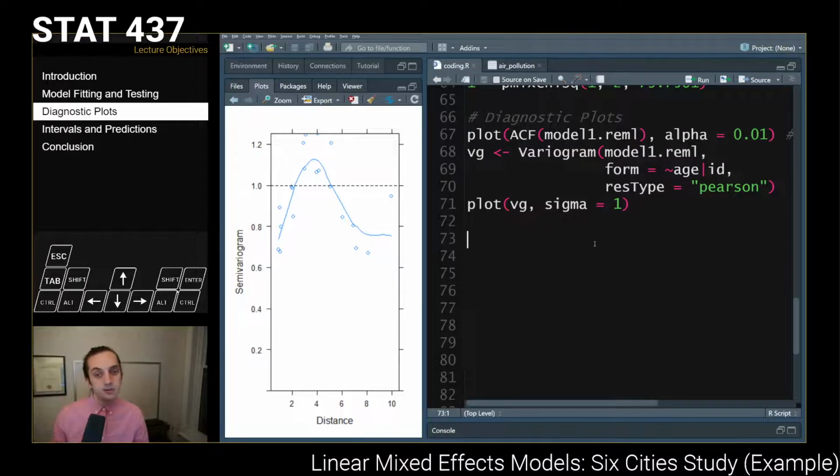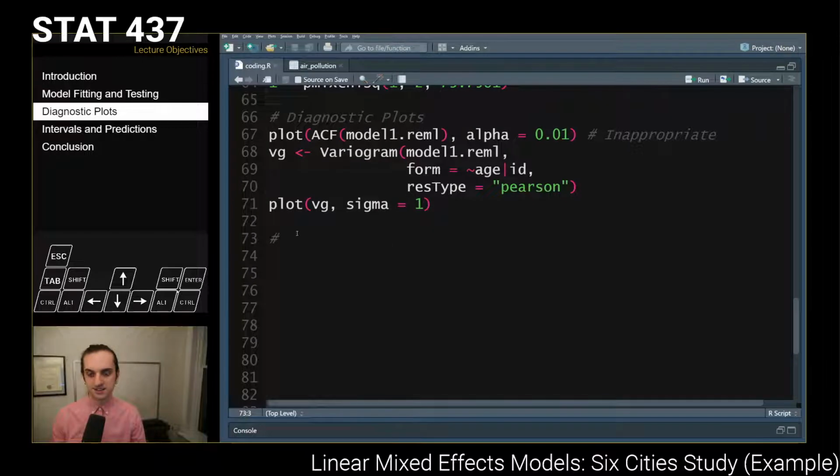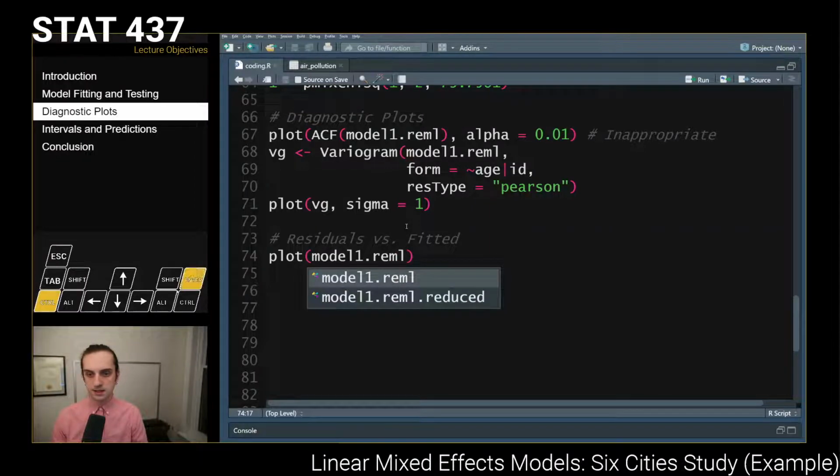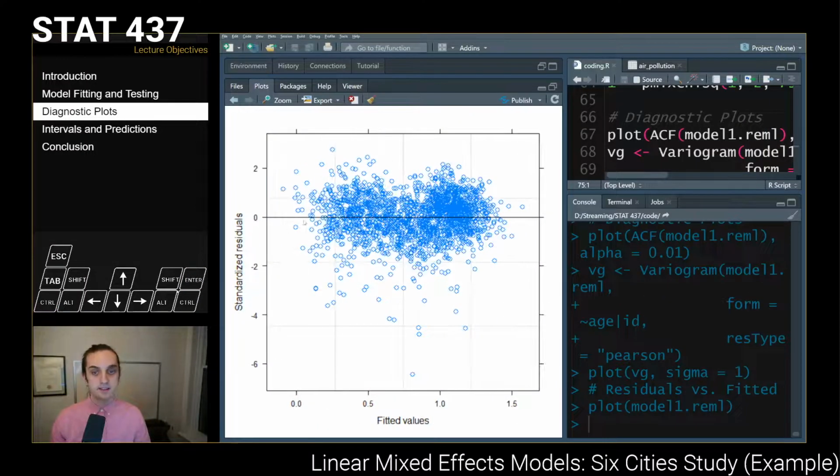Okay. Now, the rest of these plots are all plots that I actually assume you will have seen before, regardless of whether you've taken time series or not. And so we can just call a plot on our object itself to get a residuals versus fitted values plot, right? So if I call plot on model 1 REML, and I just run this here, this should be a plot of the fitted values versus the standardized residuals. And what we're looking for here is no pattern. We shouldn't see any trend. If you see a trend, then there's likely structure that you're missing in your model.